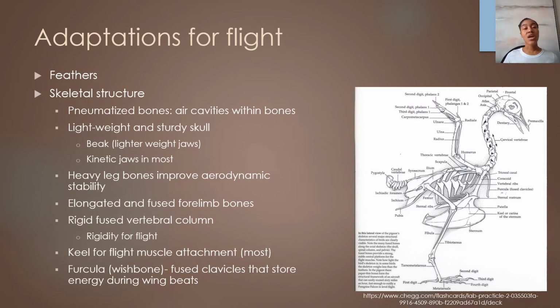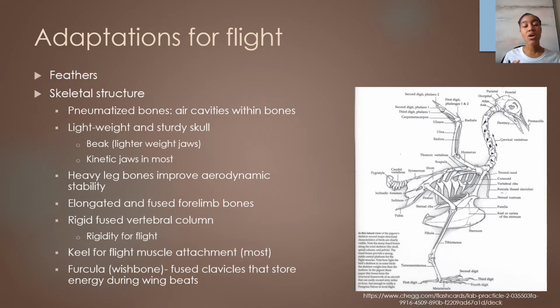For one, they tend to center a lot of their weight in their legs, and this allows them to be aerodynamically stable. So instead of having a lot of weight dorsally or anteriorly, they have a lot of their weight on their ventral side and their posterior, where their legs are. And so it's almost like a plane. When the plane takes off, you see it go face up. Birds are the same way. They go face up, keeping their weight in their posterior region.